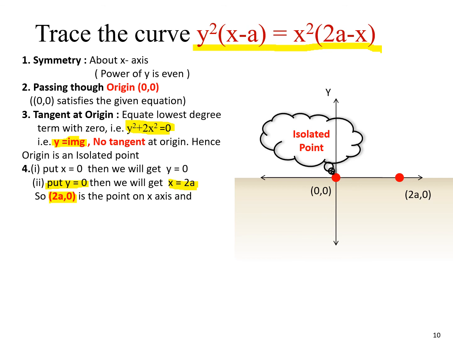Now again we are getting one point, so we need to evaluate the tangent at that point. For the tangent, we will find dy by dx from the given equation, and we will put x equal to 2a and y equal to 0.